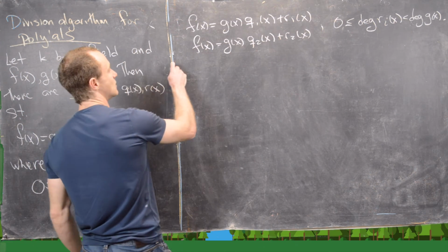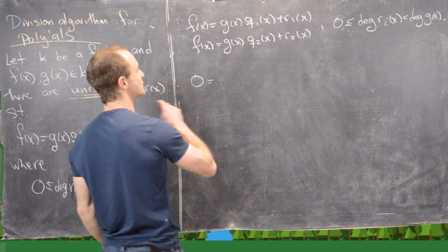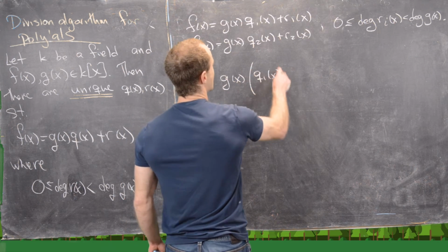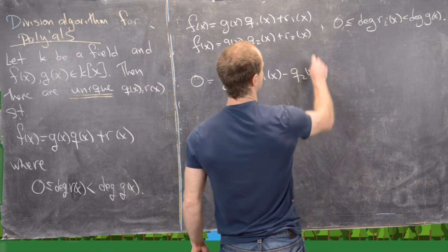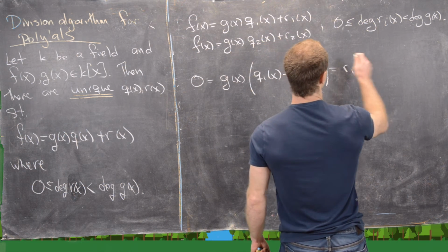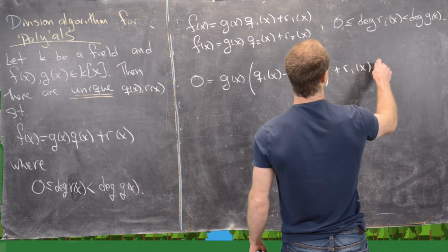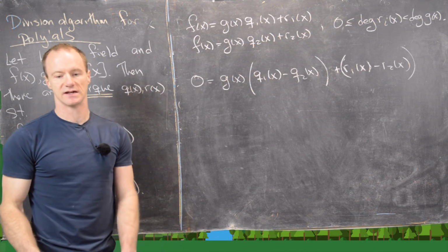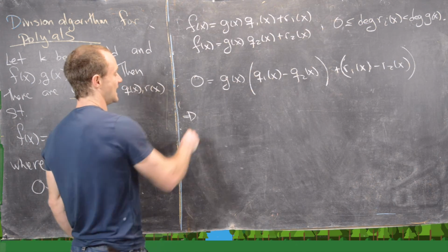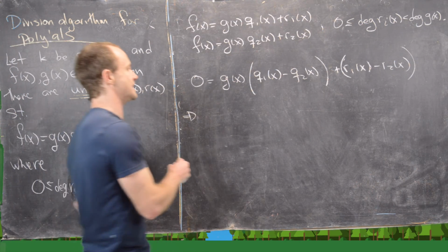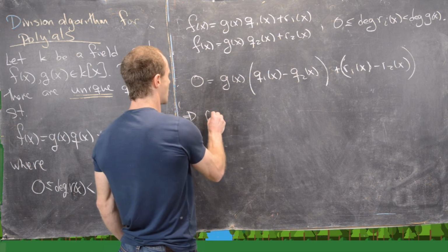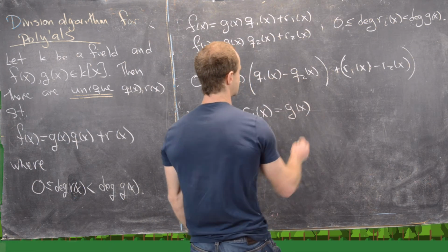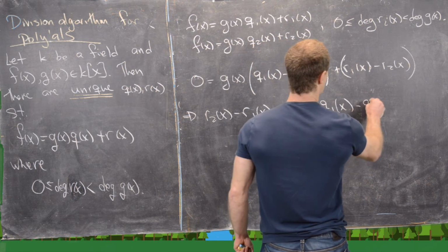Now what we want to do is go ahead and subtract these equations to see what happens. So notice if we subtract these equations, we're going to get 0 equals g of x times the quantity q1 of x minus q2 of x, plus r1 of x minus r2 of x. So that's what we get if we subtract these two. But the next thing that we can notice is we can move some things around here, and that's going to give us r2 of x minus r1 of x equals g of x times q1 of x minus q2 of x.